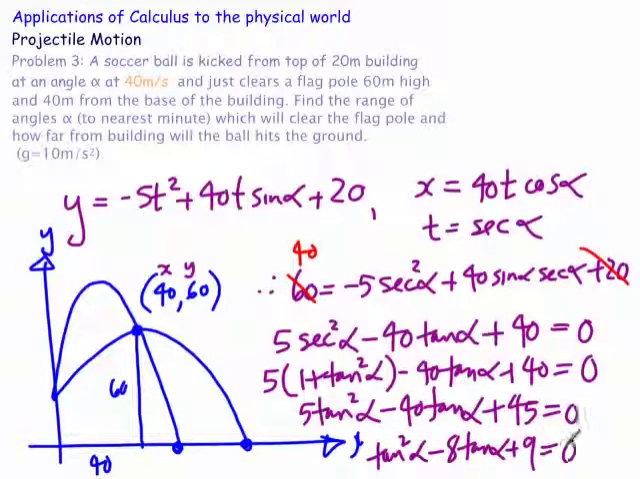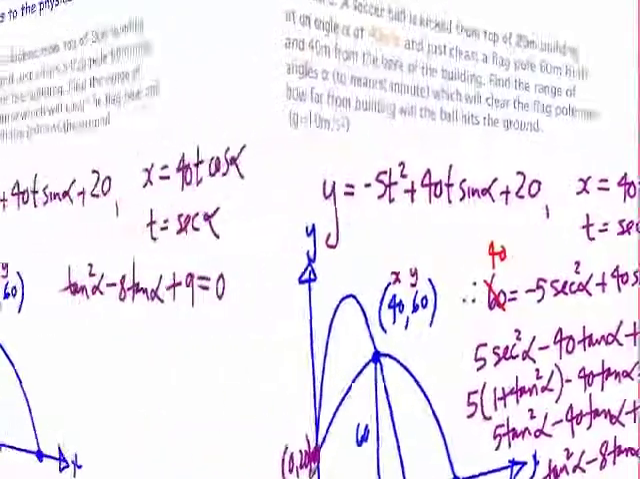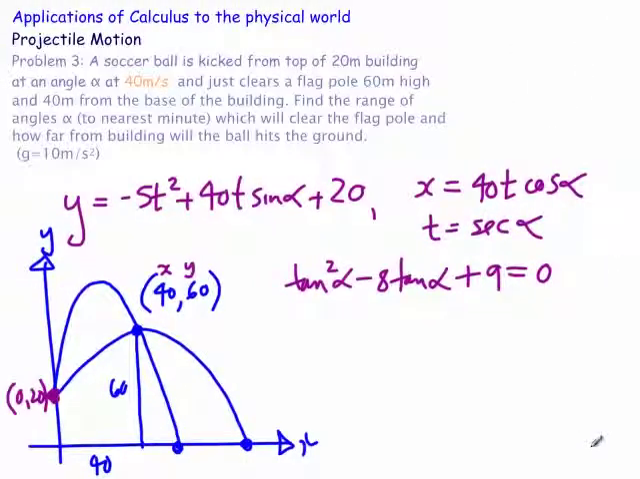And this is a quadratic equation which we're now going to have to solve for tan alpha to give us the two different angles which we need to kick the ball from this position here, 0, 20, on the top of the building. They give us the two angles which allow us to clear the top of that flagpole. So let's now use the quadratic formula on this equation.